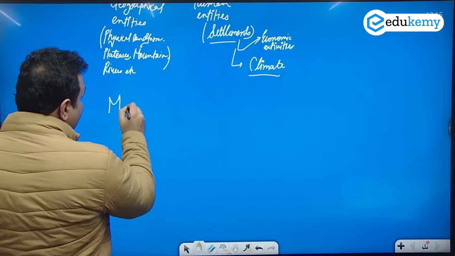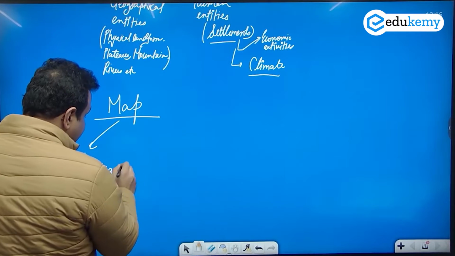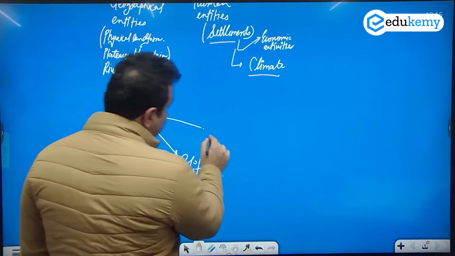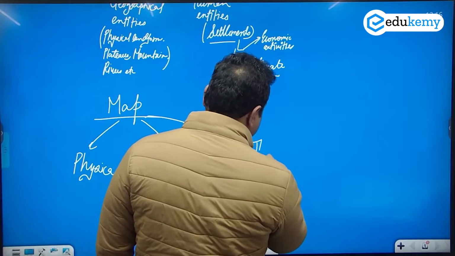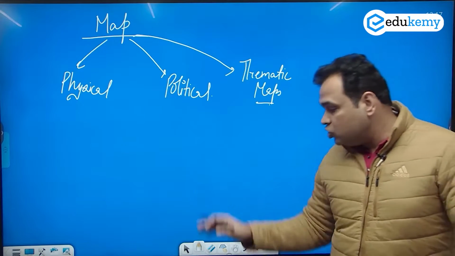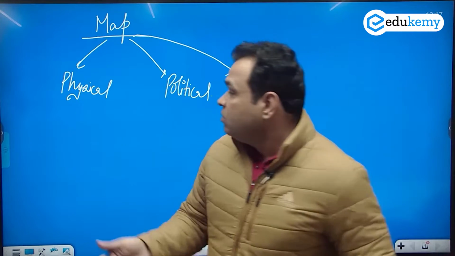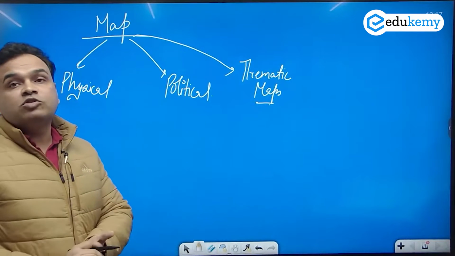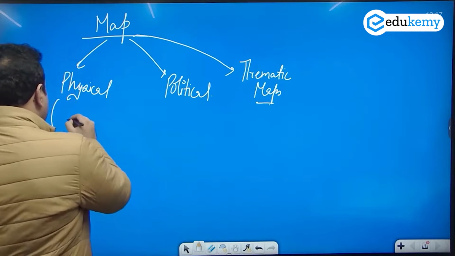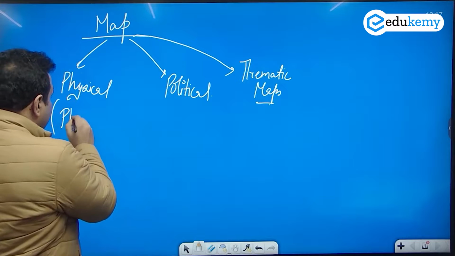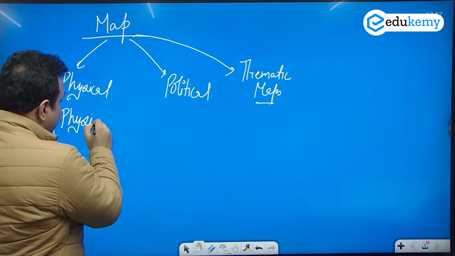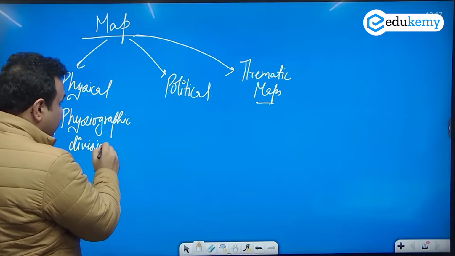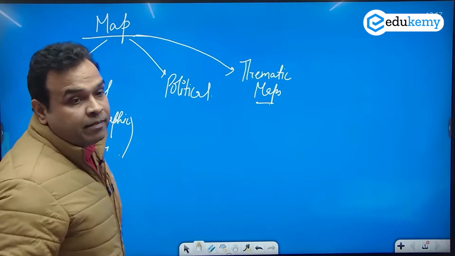We will study the political maps, the physical maps, and one more, the thematic maps. Physical maps, you have already studied why the physical map is being used: mountains, plateaus, plains, rivers and all. ठीक है, तो वो physiographic divisions जो हैं, I am writing it in one word, physiographic divisions. Physical map is used to study that.